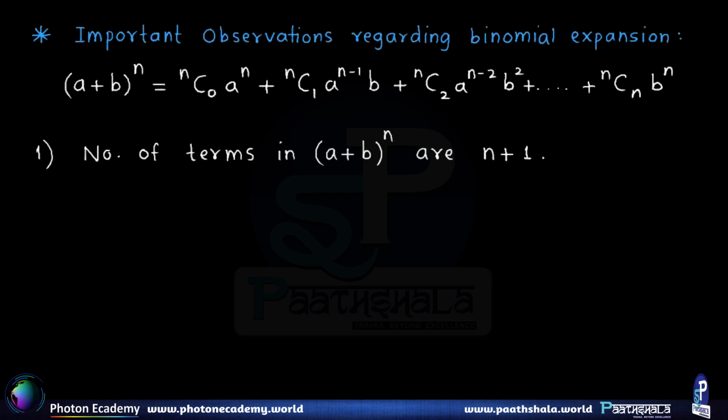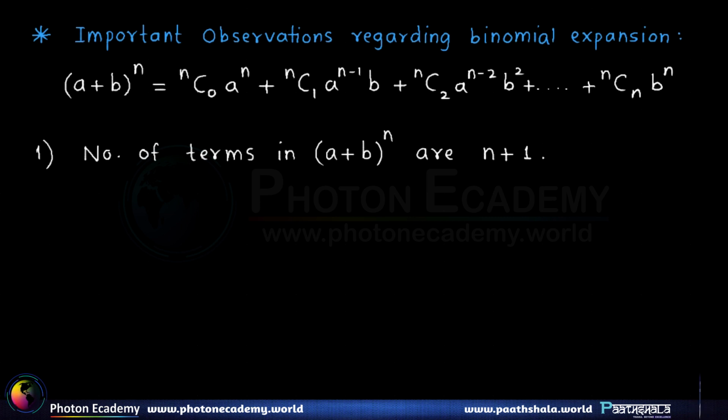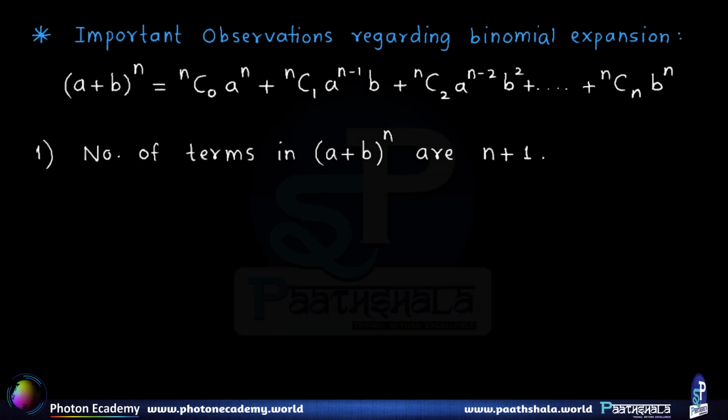Now let us go over some important observations regarding the binomial expansion that we have seen. So now I have written (a + b)^n expanded as shown here. The first observation is that the number of terms in this binomial expansion will be one more than the index n, right? If you recollect, in (a + b)^2 there were 3 terms, or in (a + b)^3 we had 4 terms, and so on. So the number of terms is one more than the index n, right?